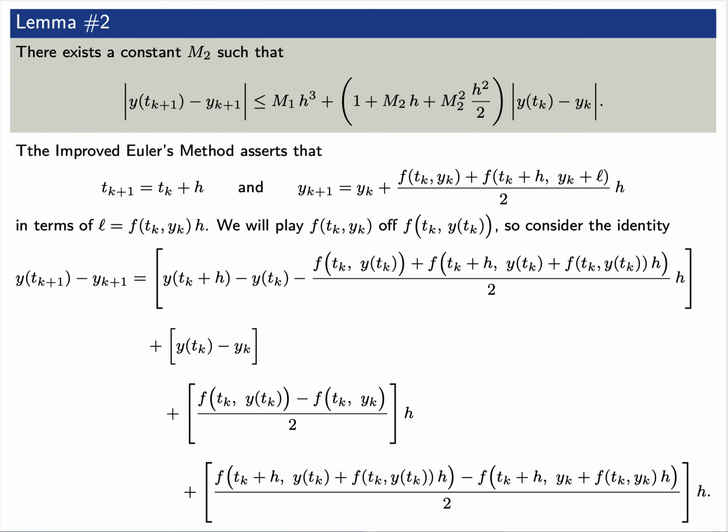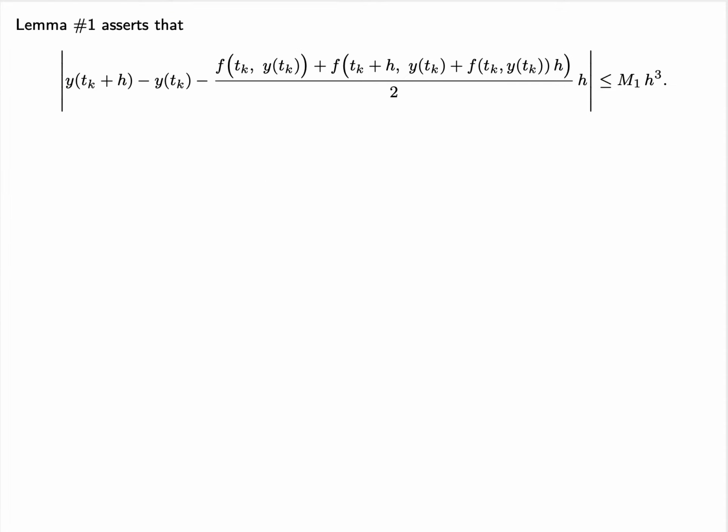We're going to play out the fact that we really do want f of t_k comma y evaluated at t_k, so let's write down the following rather complicated identity. This here has 4 terms in the square blocks, and we'd like to bound each one of these by an inequality. The first one is just a restatement of lemma number 1 in terms of our constant m sub 1.